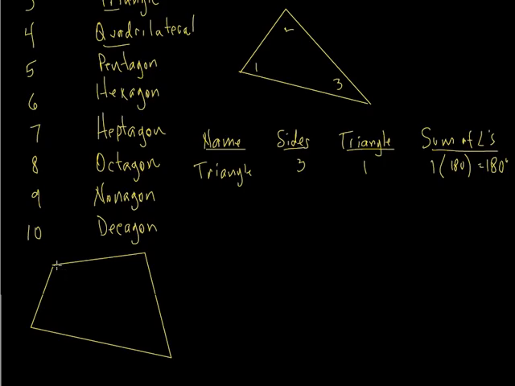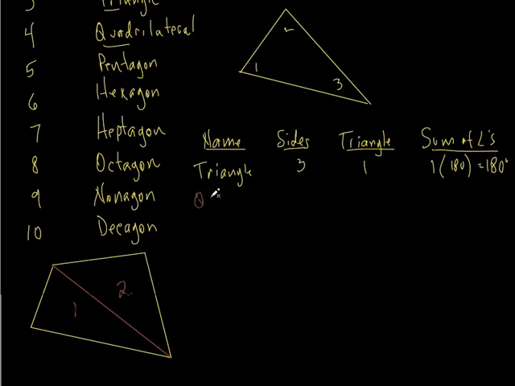Okay, watch. I'm going to take any vertex. It doesn't matter which one. Let's just take this one right here. And I'm going to go to a non-consecutive vertex. Non-consecutive means it's one that's not right next to it. So I'm not going to go here, I'm not going to go here, I'm going to go down here. How many triangles did I make? 2. There's 1 and there's 2.